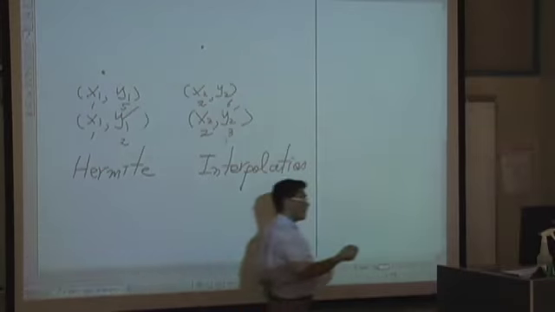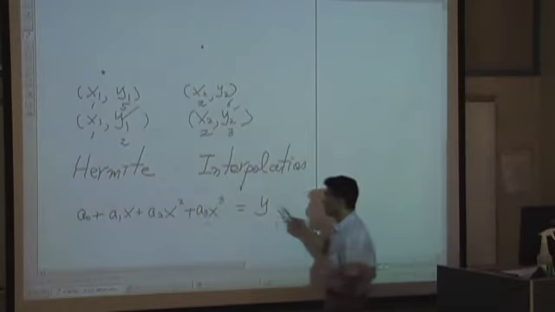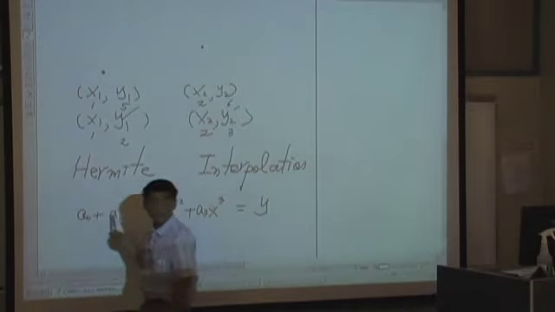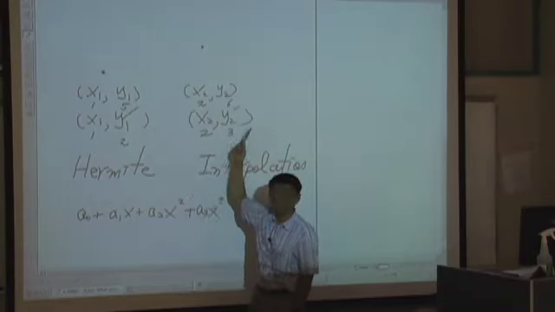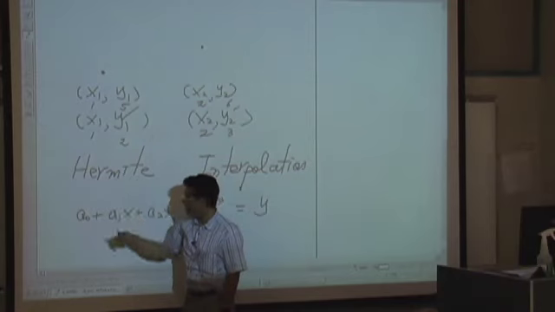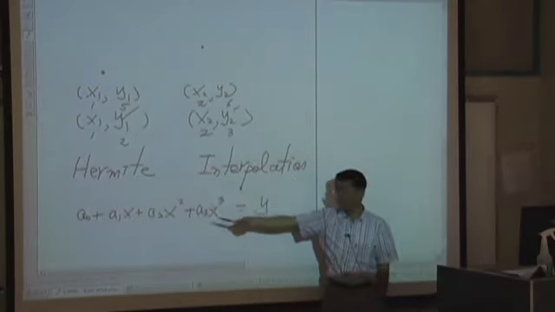Idea is this. Let's say y equals a0 plus a1x plus a2x squared plus a3x cubed. Then how many unknowns should be determined? 4 unknowns. How many equations can you obtain? We have 4 equations, 4 unknowns. And we can solve this for these 4 unknowns. So let's do it.